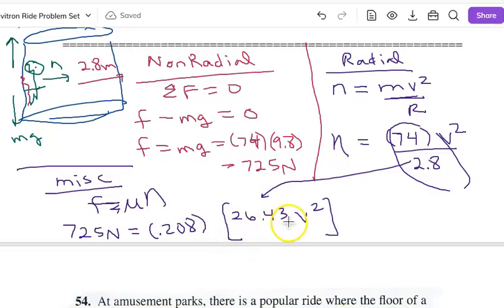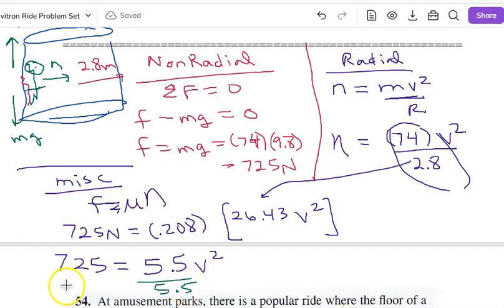Okay, and now we have everything but v squared. So let's do a little bit more math. I'm going to take 0.208 times the 26.43. So this is 5.5, basically. 725 equals 5.5 times v squared. Divide by 5.5, and you get v squared equals 132. Take the square root, 11.5 meters per second.